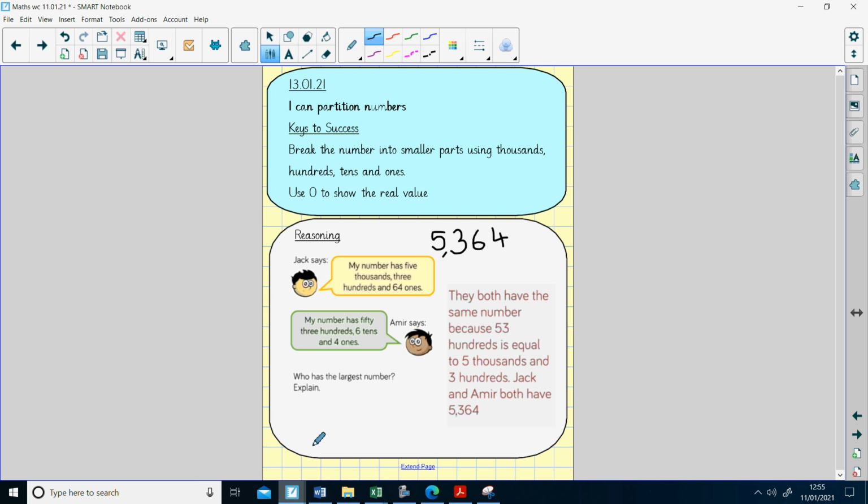Now let me write Amir's number. 53 hundreds. So here's my 53. 6 tens. So I'm just writing down the numbers that they've said. And 4 ones. And if I put my comma after my thousands, can you see, children, that those numbers are actually exactly the same? Both of those numbers are 5,364. If you just write down the numbers that they say, it shows you that they're the same.